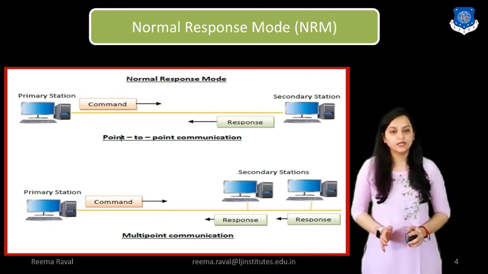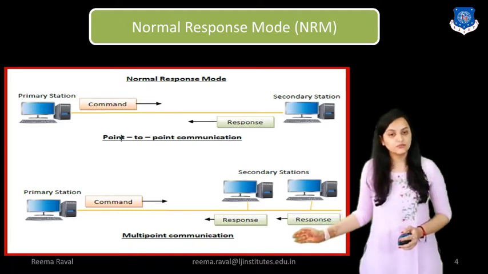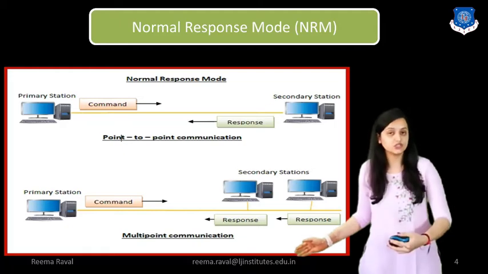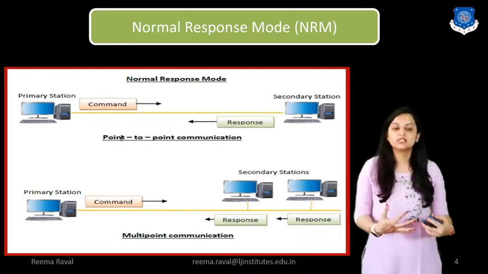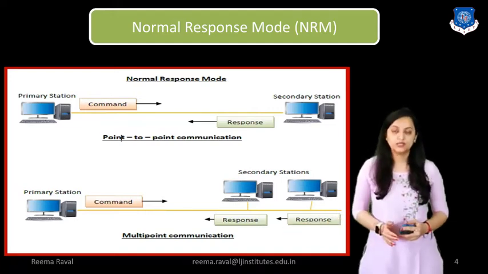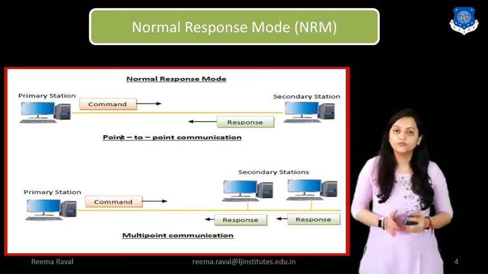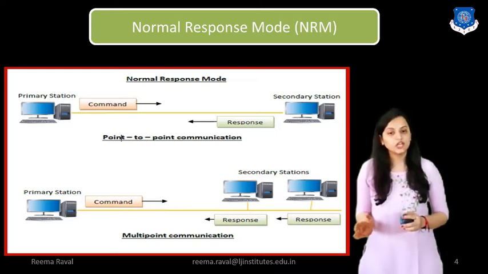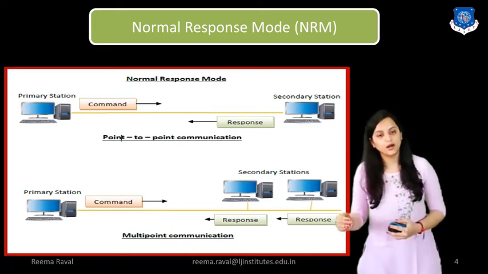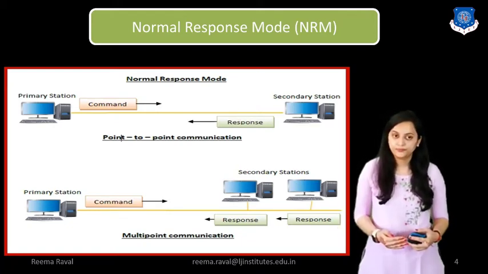Same way, in multi-point communication, when NRM is done, the primary station will send the command to the multiple secondary stations involved, and these multiple stations will individually give responses to the primary station in response to the command. So this is how the normal response mode works in point-to-point communication and in multi-point communication. In short, in response to a command, normally the response is given by the secondary stations involved.